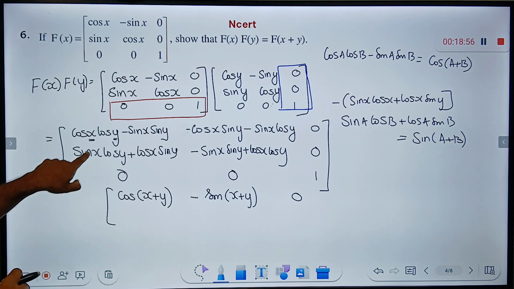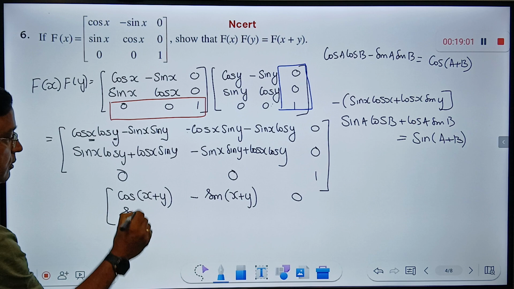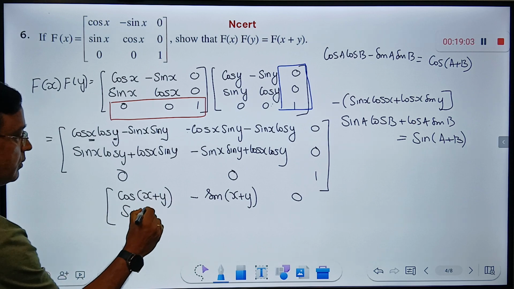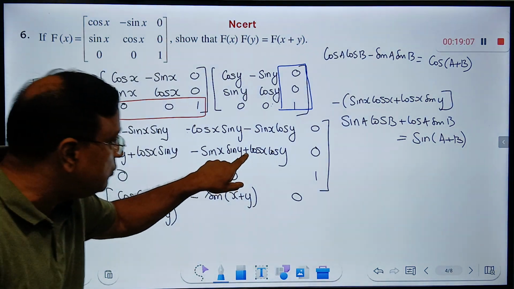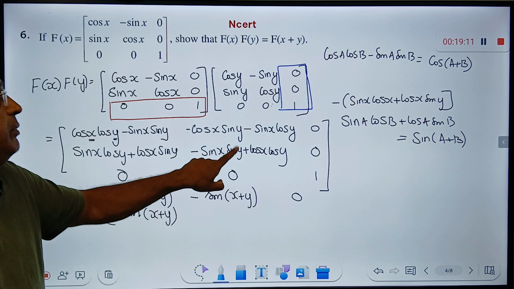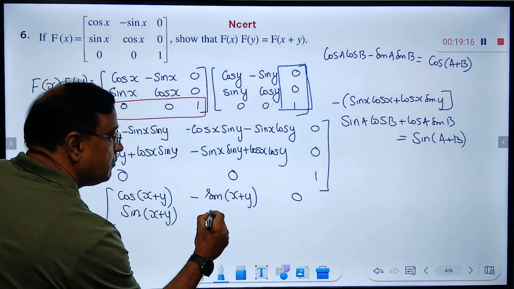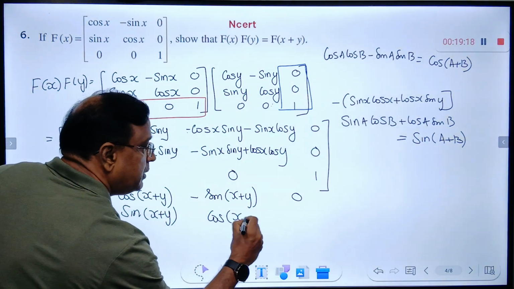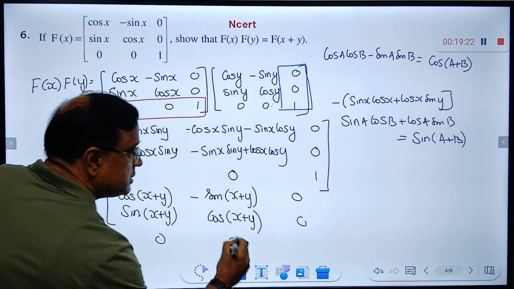What about this? Sin A cos B plus cos A sin B. Same formula. So sin of A plus B. Now here you have to read like this: cos A cos B minus sin A sin B. What is that? Cos of A plus B. Rest will follow as it is.